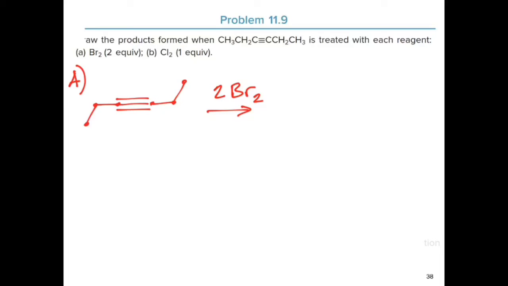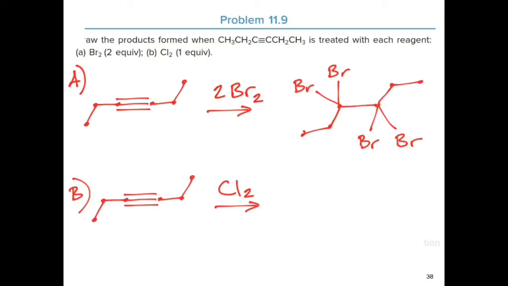Reacting this alkyne with two equivalents of bromine results in the formation of a tetrahalide compound, in which the bromine atoms are in trans position. And for the second part, since we're only reacting the alkyne with one equivalent of chlorine, this will result in formation of a trans dihalide, as shown here. Again, the two chlorine atoms are in trans position.